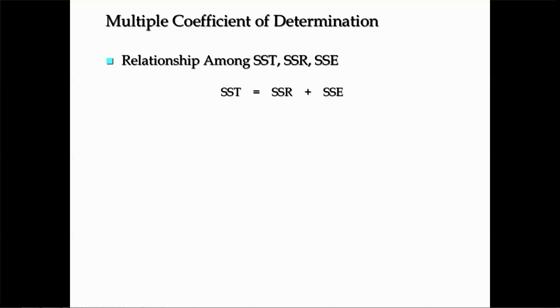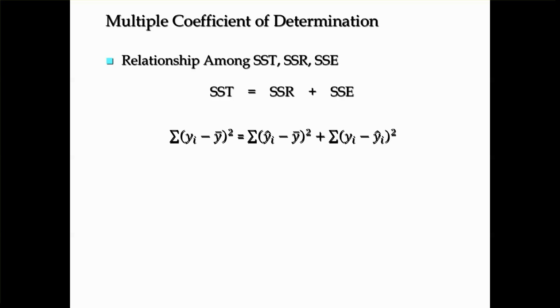As we learned in the simple linear regression model, SST equals SSR plus SSE. This equation also holds in our multiple regression model. SST, the total sum of squares, equals the sum of squares explained by the regression model plus the sum of squares error. So the calculation for SST, SSR, and SSE doesn't change.